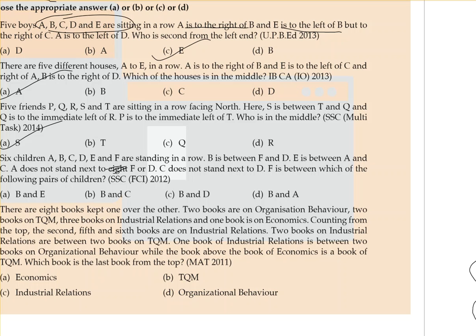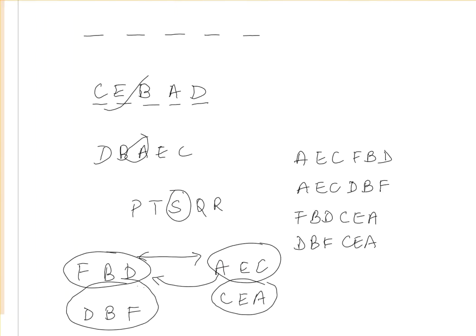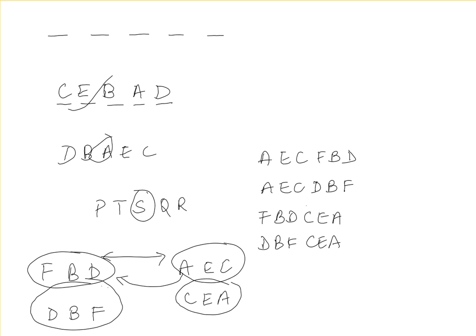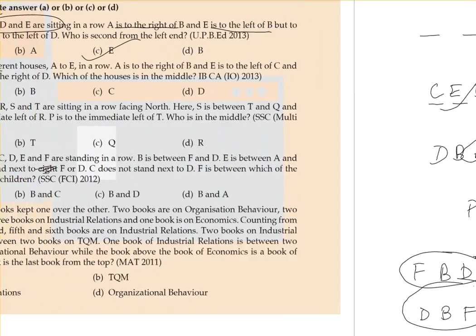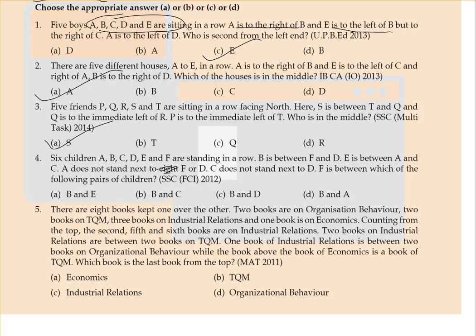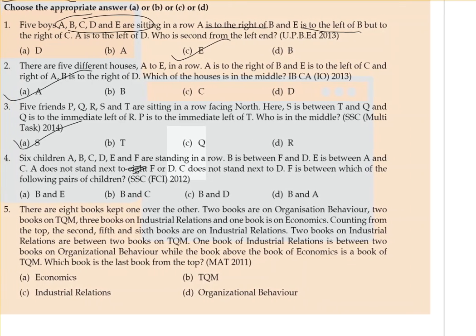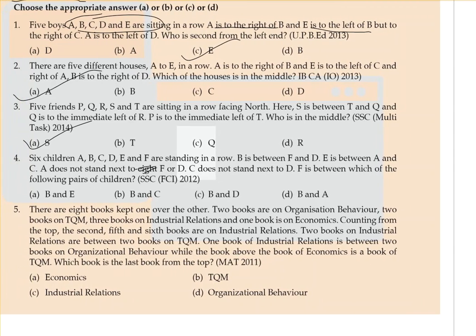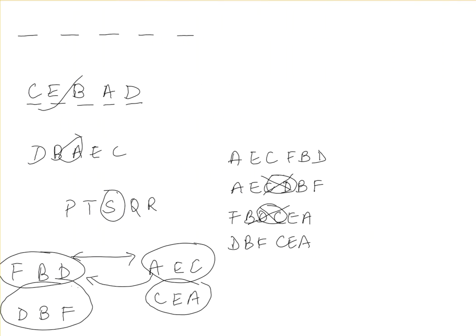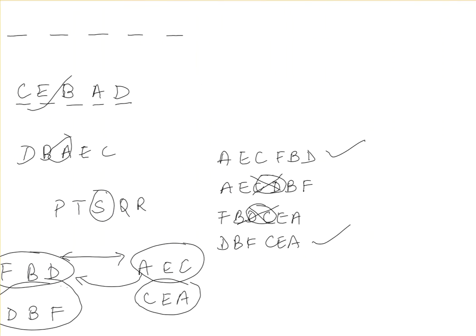A does not stand next to F or D. C does not stand next to D. That means this one is eliminated. This one is also eliminated. F is between which of the following pairs of children? Let me revise all the given conditions. Six children A, B, C, D, E, F are standing in a row. B is between F and D. In both these remaining cases, B is between F and D. Okay.